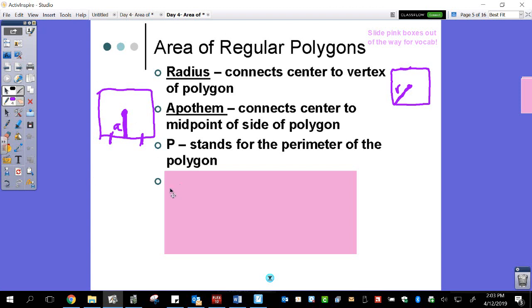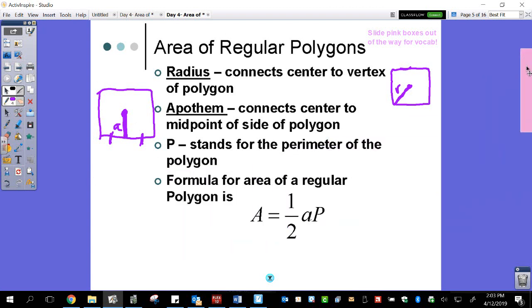And the new thing you're learning today, I would maybe take up 2 lines, box it, bold it. The formula for regular polygons. A equals 1/2 aP. Area equals half of the apothem times the perimeter. So again, area equals half, the apothem times the perimeter. That's what that little a stands for.